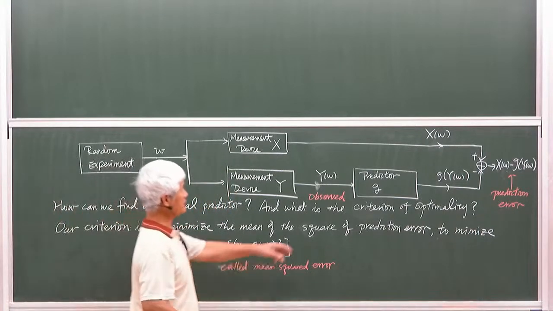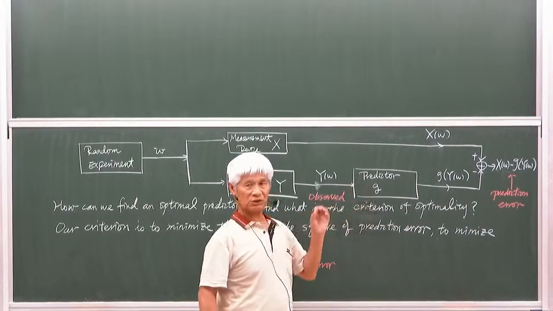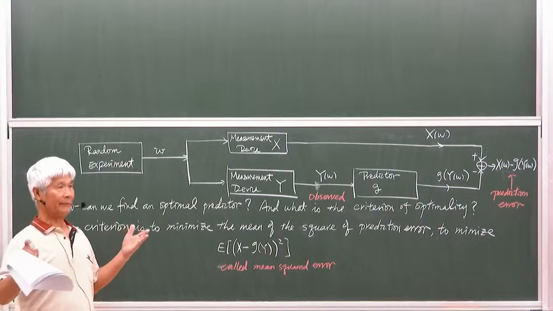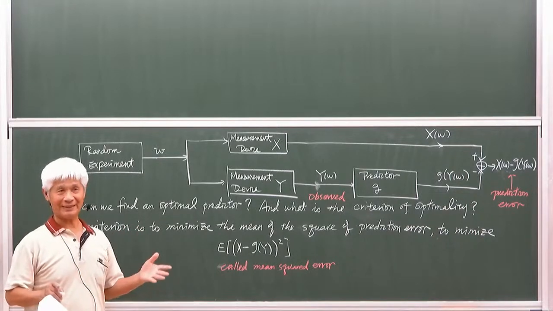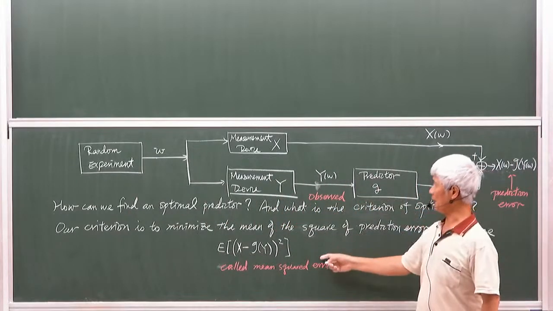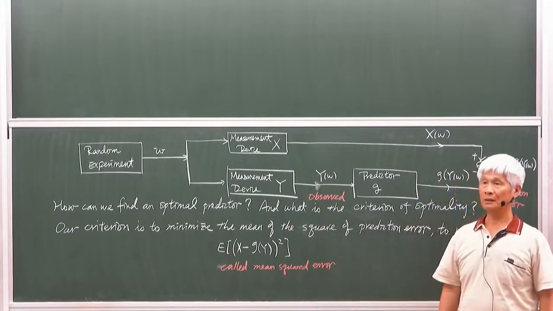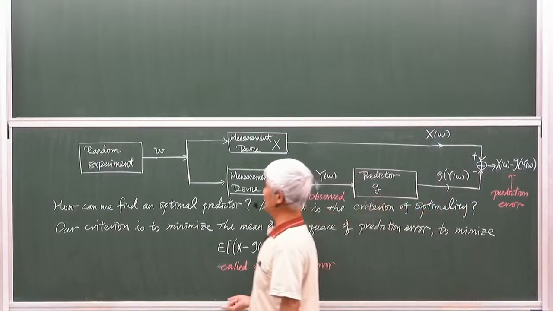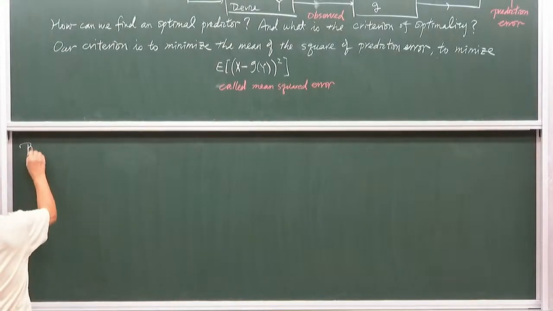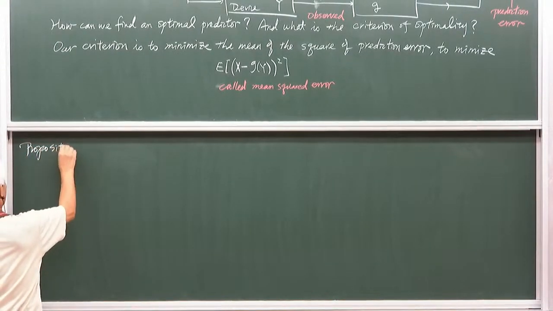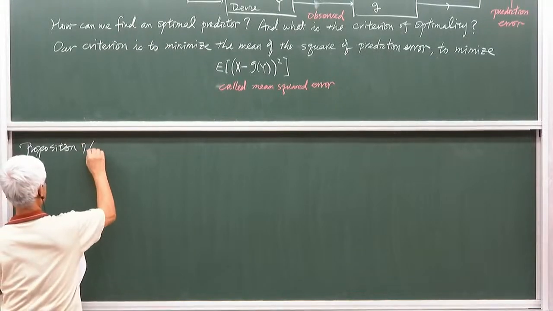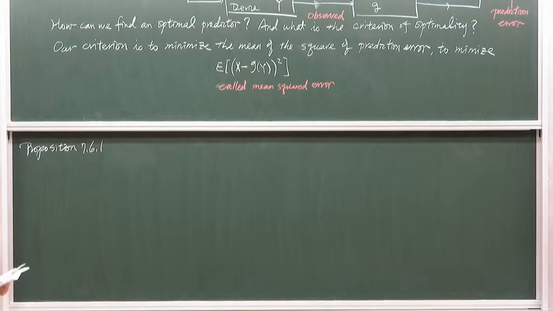The possible choice for the predictor G is any Borel measurable function. So there are infinitely many possible choices, and we want to find one which will minimize the mean square error. Can we do so? The answer is yes, in principle, which will be given in proposition 7.6.1.